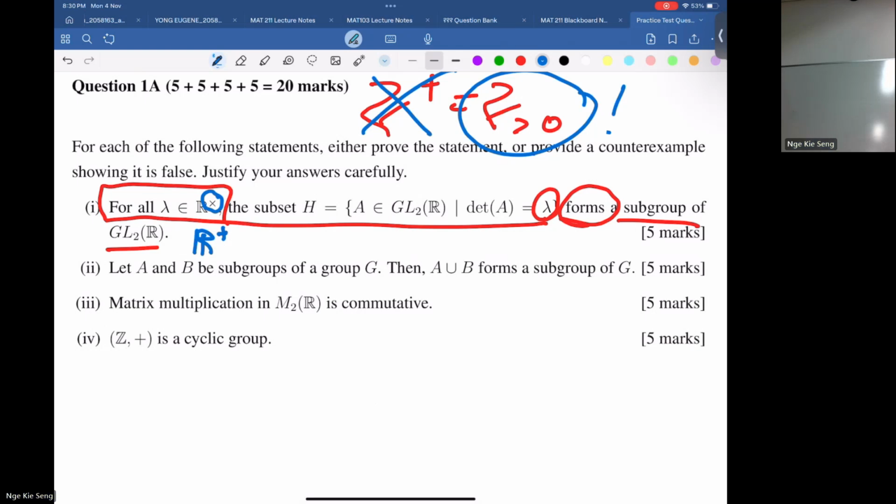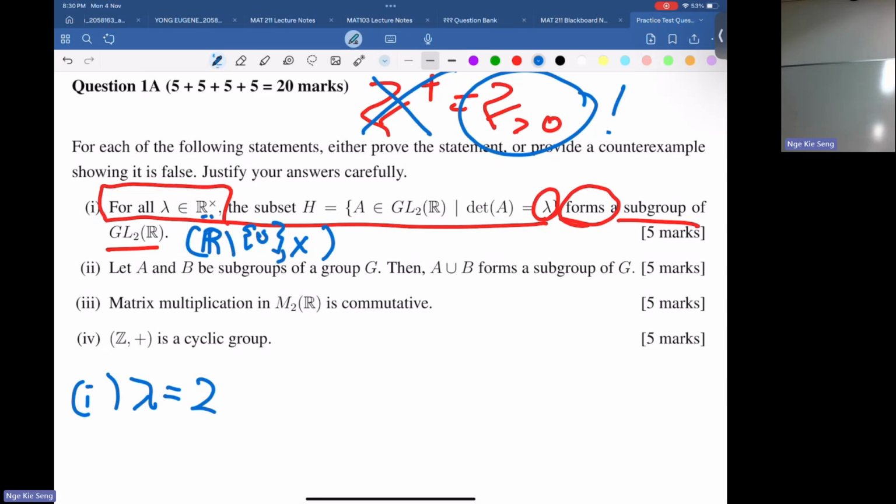Okay, so what's this, R cross? Do you still remember this notation? Multiplicative group. Meaning what? All the elements that are invertible. So you cannot pick 0 already. So what else can you pick? 2. Dawson said 2.